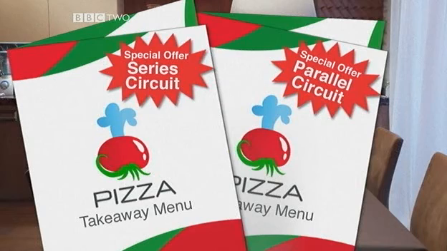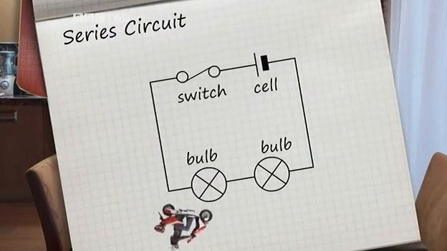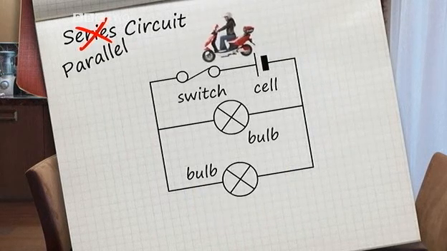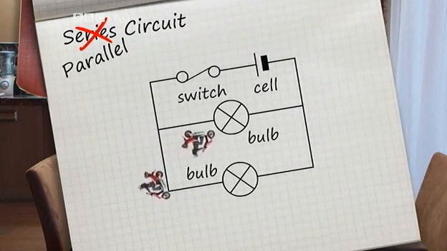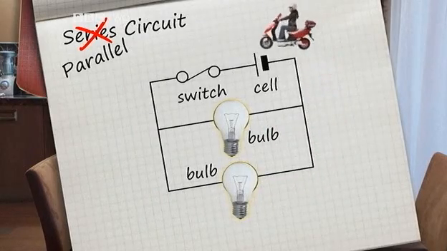But what's the difference? In a series circuit, there is only one possible route for current to get from one side of the cell to another. In a parallel circuit, it can take more than one route. It can go through this bulb or through this one. What the heck? Why not do both?